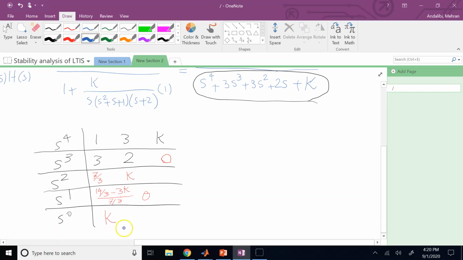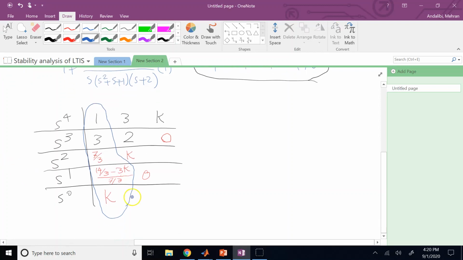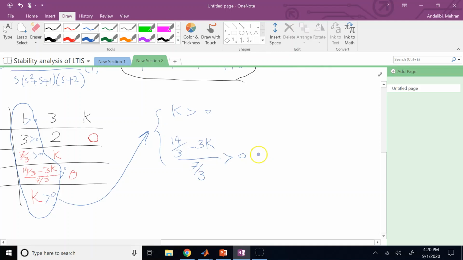So now I look at the first column. If I want this system to be stable, there should be no change in the sign, which means since the first 3 are positive, the rest of it should also be positive. Okay, so everything should be positive. So I get 2 inequalities. One, k is positive. The other one is 14 over 3 minus 3k divided by 7 over 3 should also be what? Positive. Now here the denominator is positive, so the numerator should be positive.